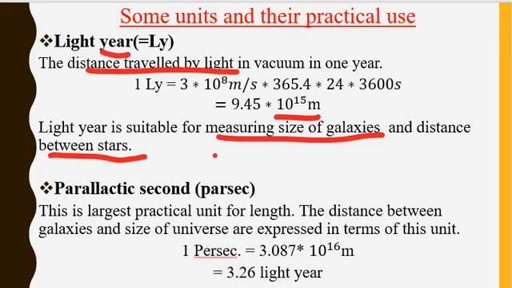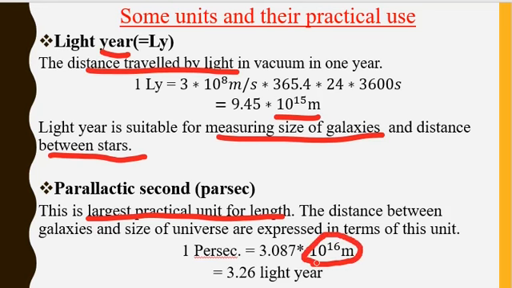Okay, now next, parsec. This is the largest practical unit for length. The distance between galaxies and the size of the universe are expressed in terms of this unit, meaning the size of the universe and the distance between galaxies are in the order of parsec, which is in the order of 10 to the power 16 meter.